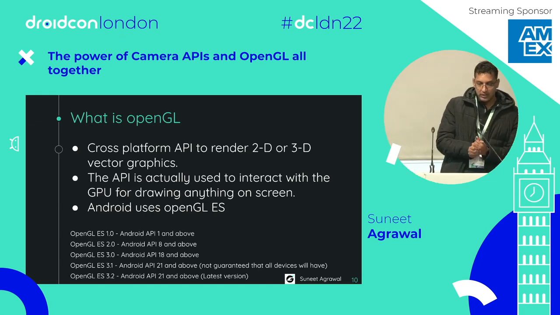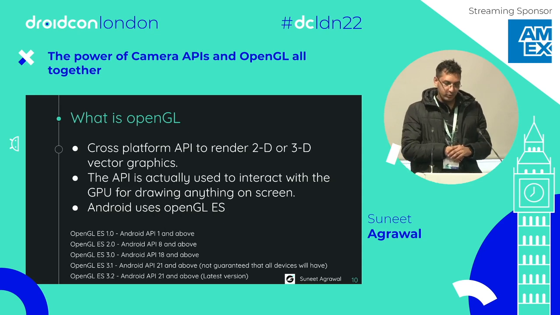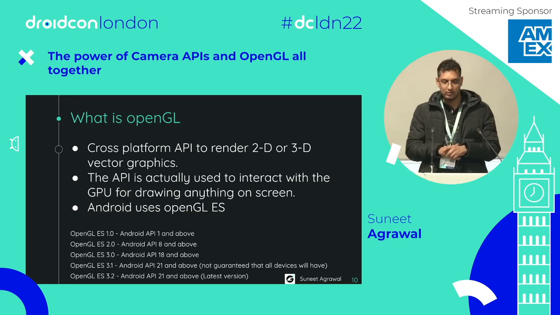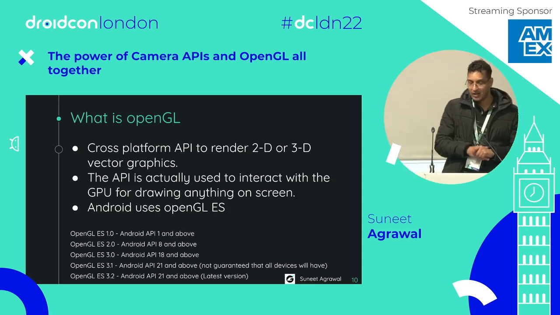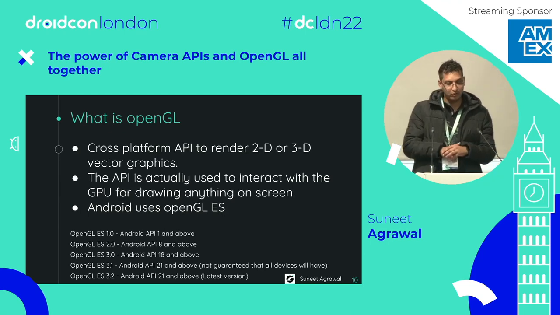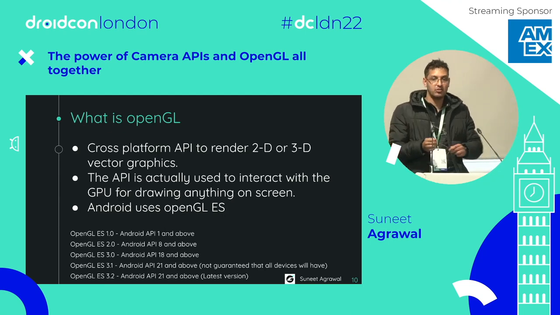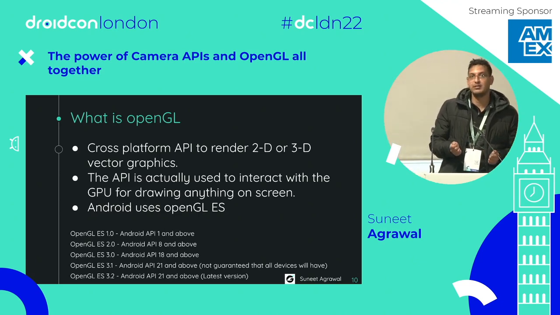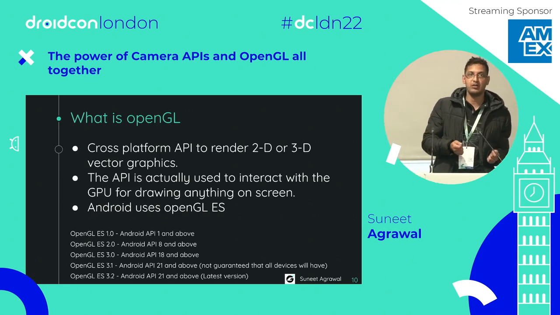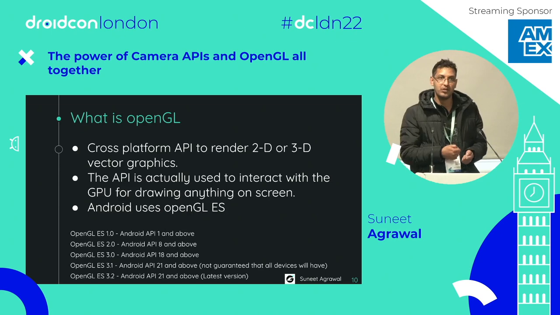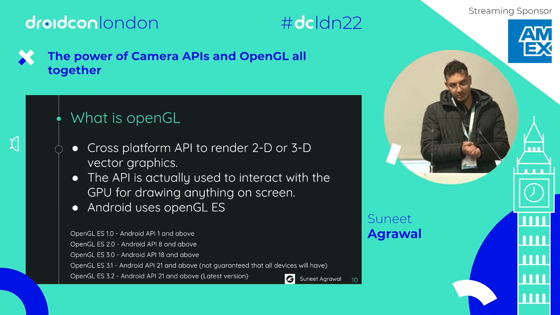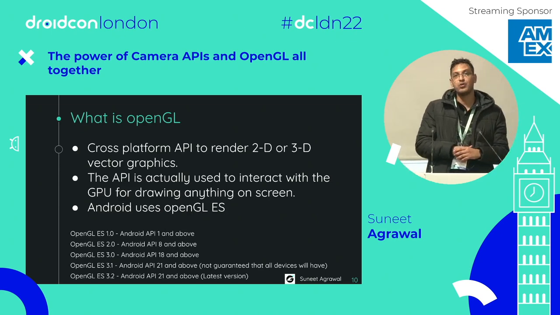Okay, so below are the OpenGL versions. Android uses the embedded systems version, OpenGL ES. We have different versions; I think 3.2 is the latest one. But at the end, it's not guaranteed that every phone has the latest one. Nowadays, everyone is coming with more performance optimization, so we mostly have 3.0 and above.